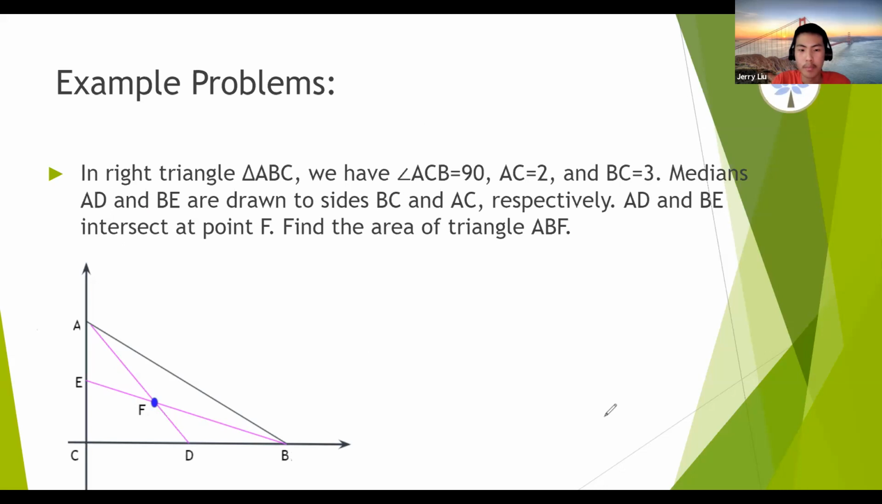Well, first, we have to figure out where F is on the graph. Since we know that F is the intersection of AD and BE, let's start by defining what lines they are. So for AD, we can say y is equal to negative 4/3 of x plus 2. Where did we get this?